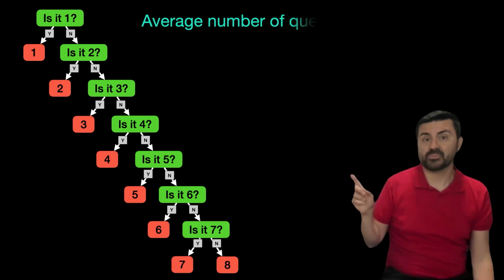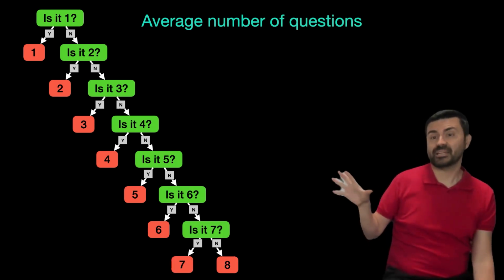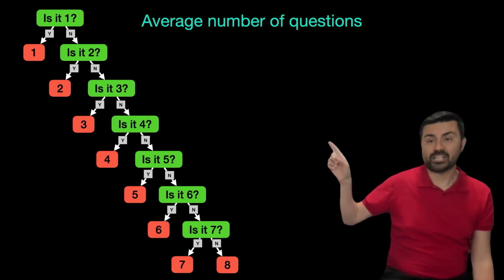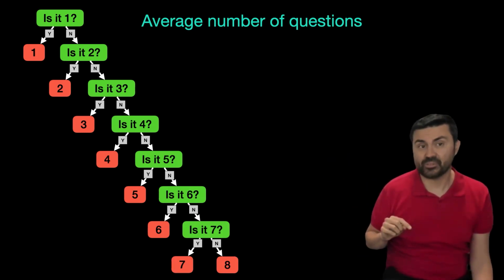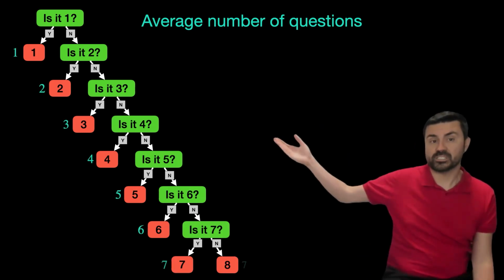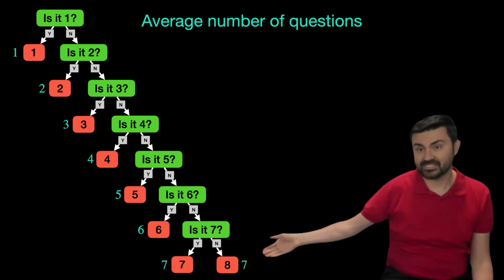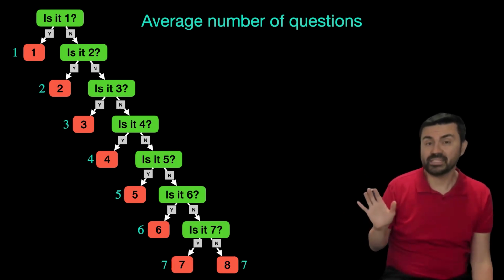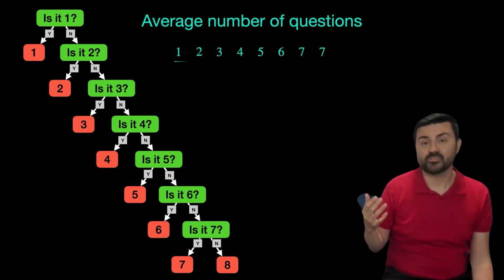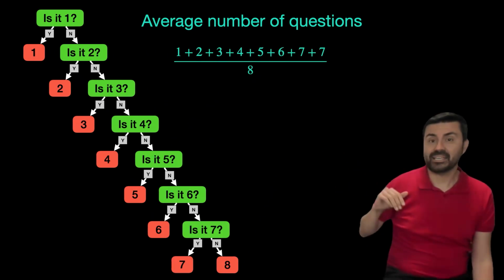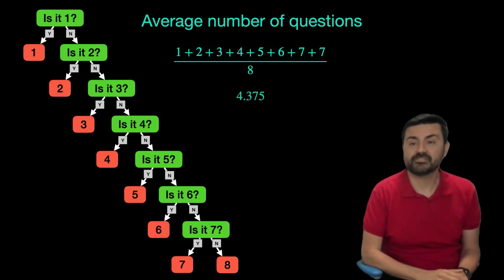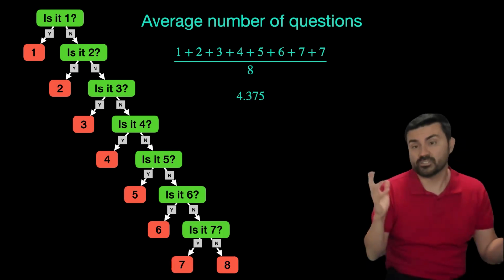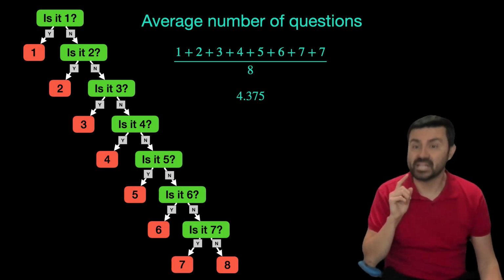So let's look at the average number of questions. Now, we're assuming that every number has the same possibility to be picked by me, which is 1/8. So how many questions are used with every scenario? Well, 1 question if it's 1, 2 questions if it's 2, all the way to 7 questions if it's 7, and also 7 questions if it's 8. So since they all have the same probability, then the average number of questions is this sum divided by 8, which is 4.375. So this strategy gives you an average number of questions of 4.375. The question is, can we do better? And yes, we can do much better.